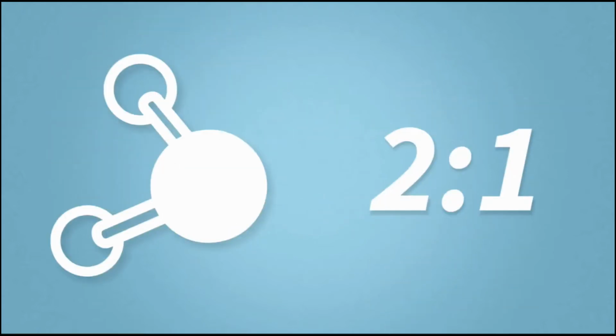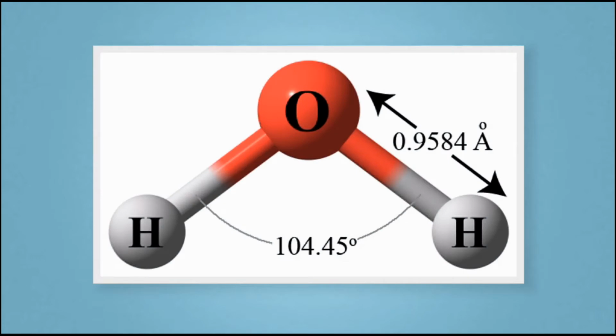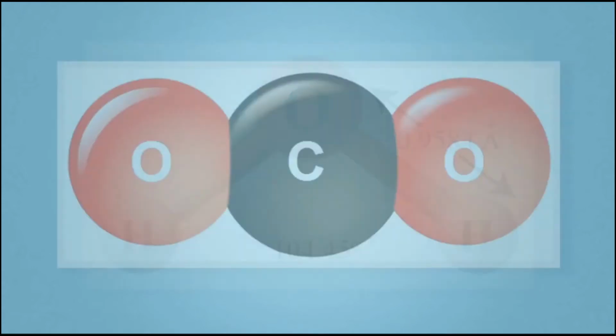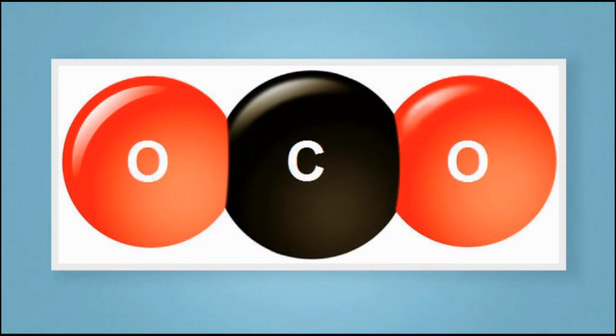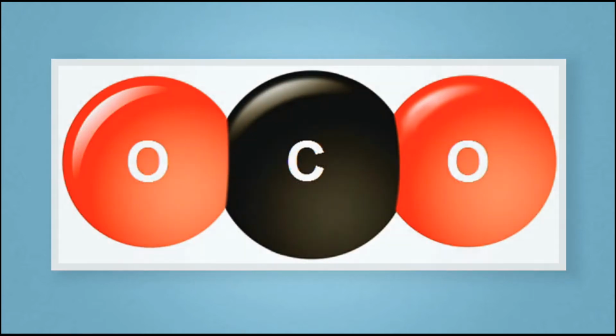This law states that compounds are pure substances that contain two or more elements combined together in fixed proportions. For example, in this water molecule and every other water molecule, there will always be one oxygen for every two hydrogens, and carbon dioxide molecules will have one carbon for every two oxygens.